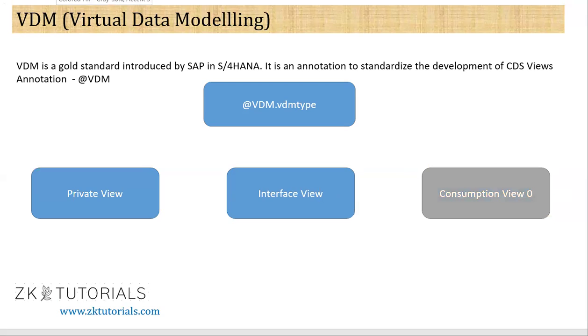So, what is VDM? If someone asks, VDM is virtual data modeling. It is a standardized tool by SAP in S4 HANA, an annotation to standardize the development of CDS views. The annotation we use is @VDM, and after the dot, we have to use any one of these three types, which we will discuss one by one: private view, interface view, and consumption view. I hope this is clear.